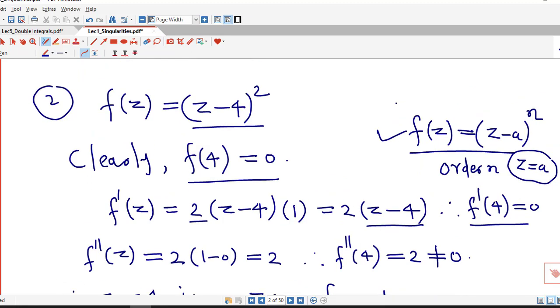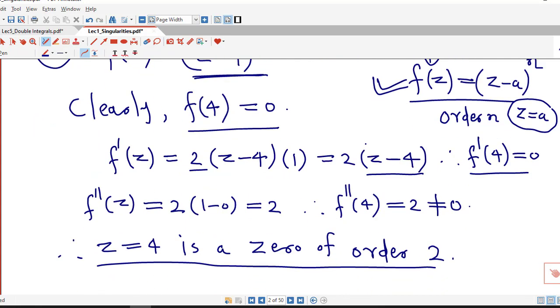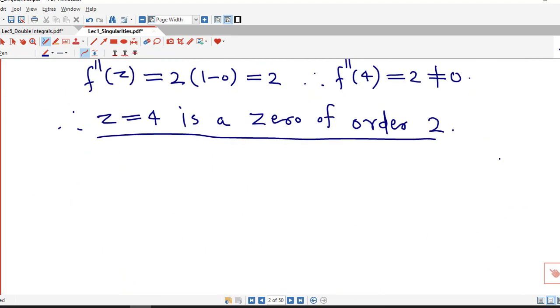So this is just for understanding. Otherwise, if you want to prove that the order is n, we have to show all these things, but we can quickly decide the order of the 0 of a given function if our function is in this form, z minus a raised to n. Third function is cos of z into pi by 2.